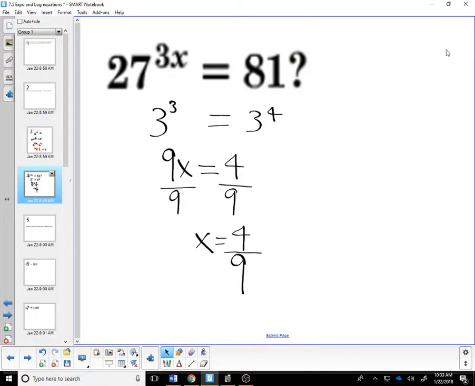Can I get a second? Yeah. And a third. All right, good job. Now she did skip a few steps. That's okay. That means you know what you're doing. So she took the 27, turned it into 3 to the third, because that is 27. The 81 is 3 to the fourth. Now, how did this 3 become a 9x? Well, she multiplied it by the 3x that was already there. So that became 9x. And then she just solved that equation.